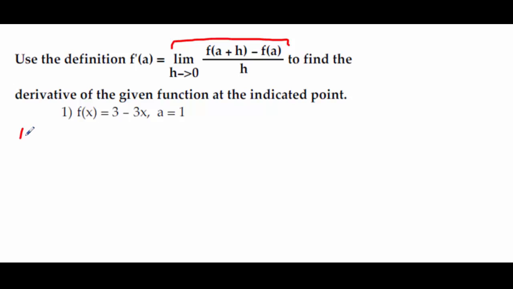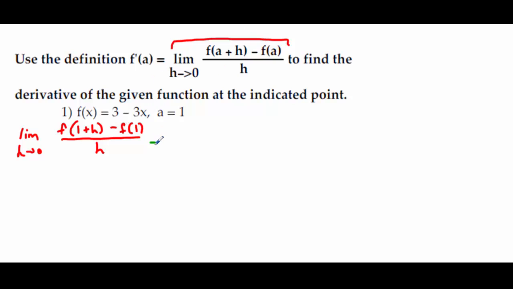So what we're trying to do is we're trying to say the limit as h goes to 0, because that's in our formula, of f of a plus h. But since they told us what a is, we're gonna put the value for a in where a is. So this is f of 1 plus h minus f of 1, because 1 is what a is, and that's all over h.